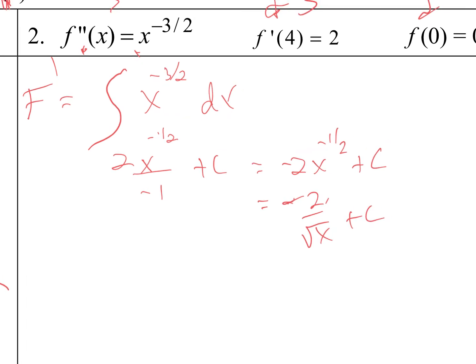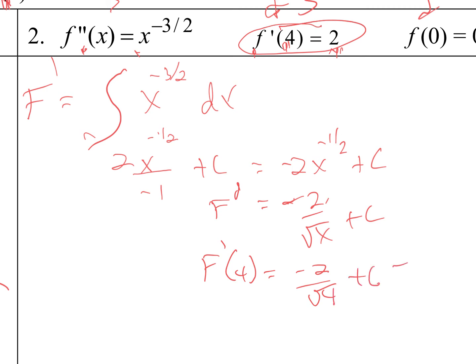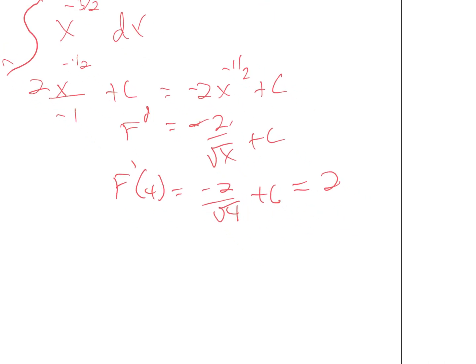And I go up here and realize, look what he said. F prime at 4 will always be a 2. So this is my f prime right here. So I'm going to take my f prime, evaluated at 4, should be negative 2 over the square root of 4 plus my constant has to be how much? 4? Nope, 2. Has to be a 2. So I do this very carefully, and I try to solve this. What's negative 2 divided by the square root of 4? Negative 1. Negative 1 plus my constant is 2. My constant must be a 3.